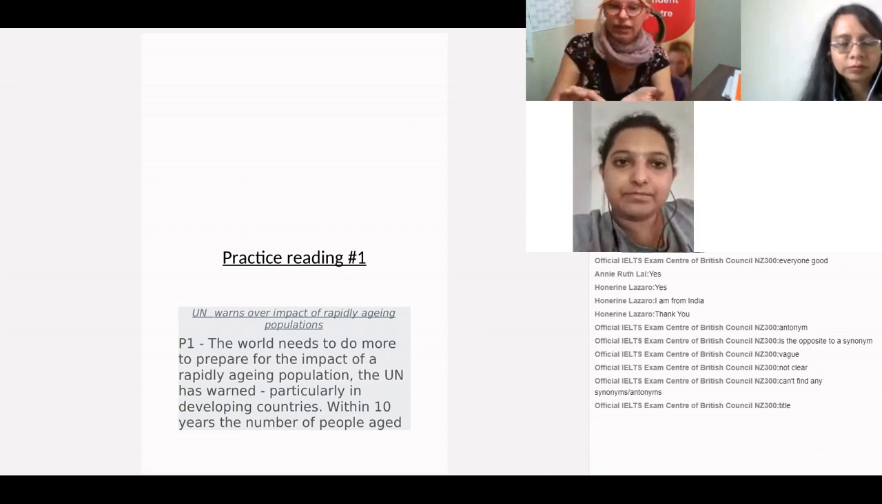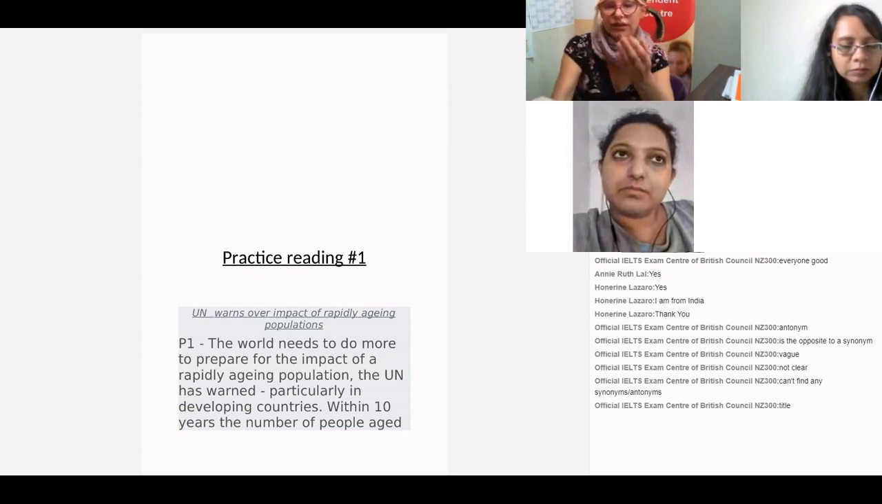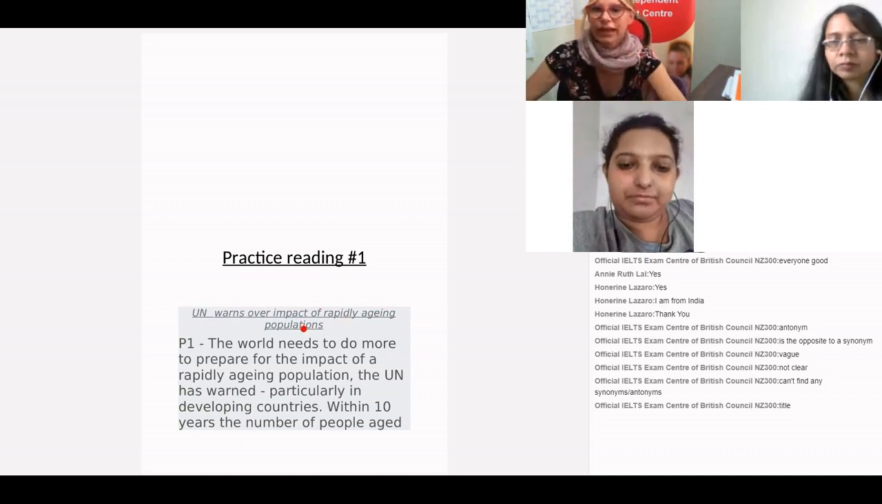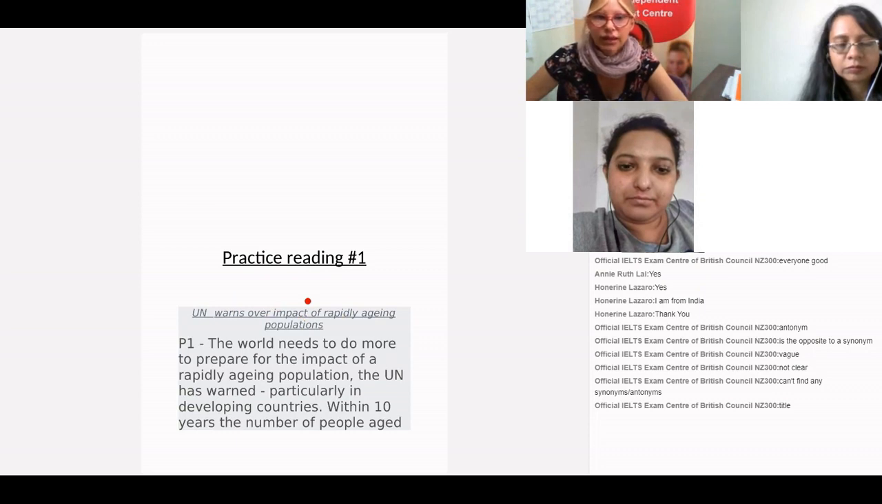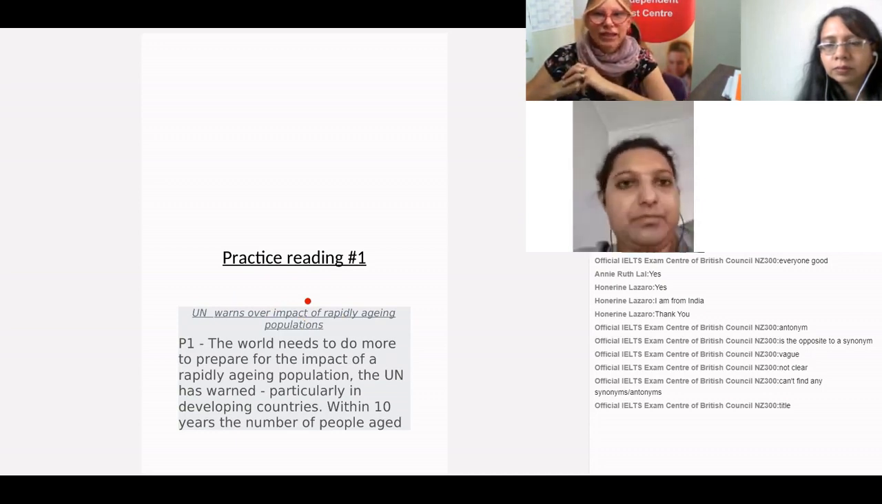Is it dealing with one of many, many topics? Is it education? Is it environment? Is it economy? Is it technology, etc.? So you basically need to just familiarize yourself with what sort of information you're going to be reading. Okay, so we're looking at the topic, UN warns over impact of rapidly aging populations. Okay, so what do you think the key word there would be in that title? You want to pop it in the box if you think you know roughly what the topic is. You can type your answer in the box.